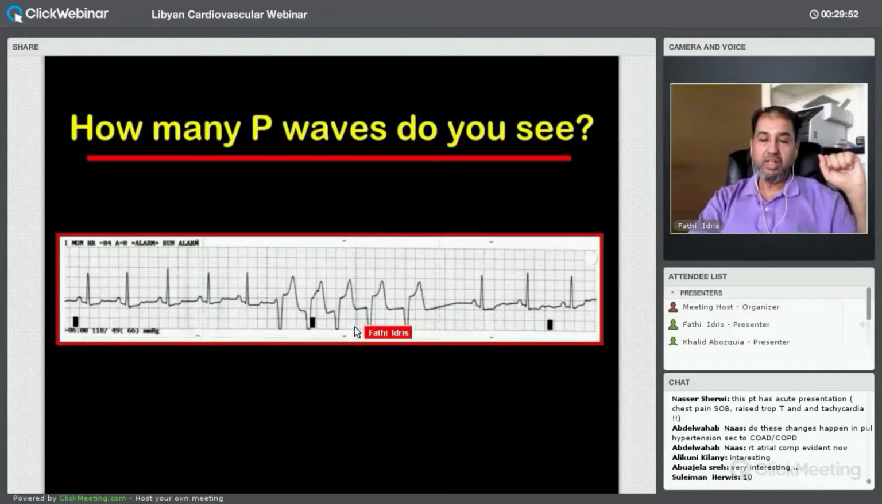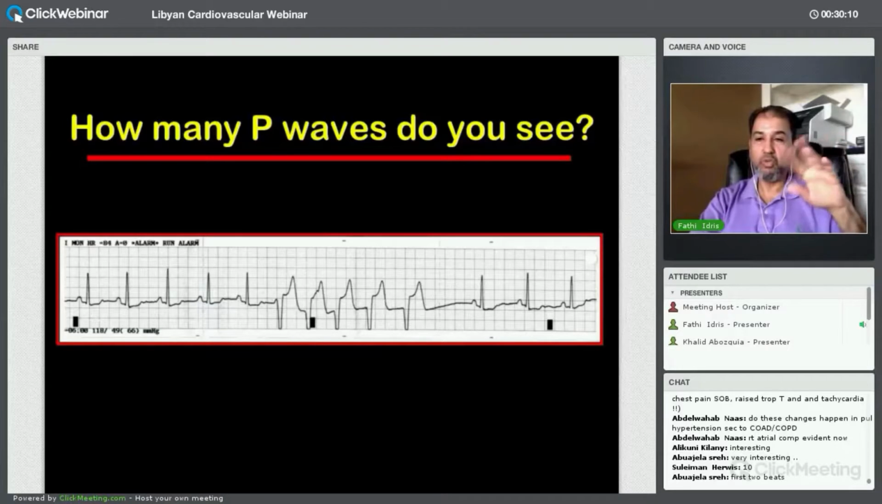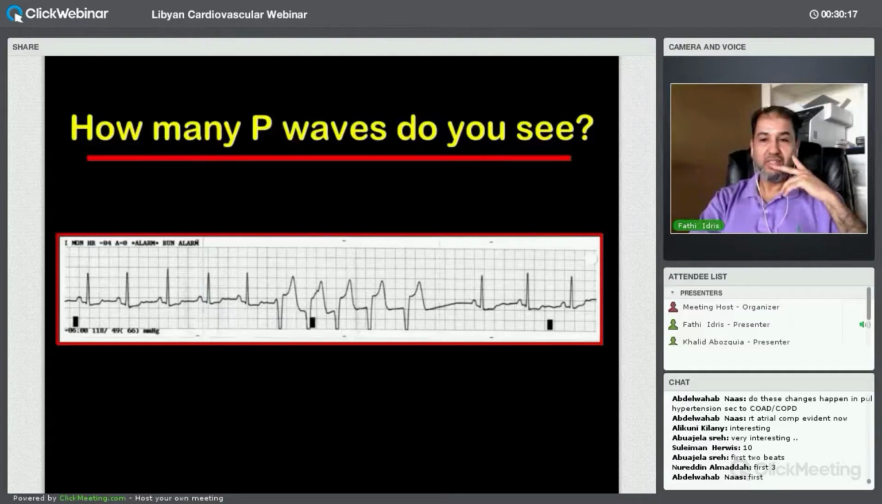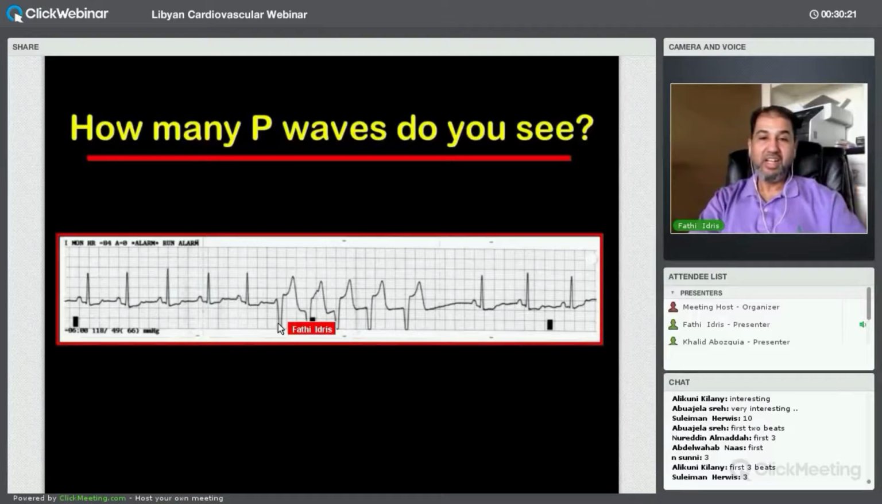So let's vote. Who thinks that the P wave is hidden in the first 3 beats or the last 2 beats? I don't have multiple choice, but just type in. Do you see the hidden P wave in the first 3 beats or the last 2 beats? Just type in either 3 or 2. First 3 beats, okay. All right, good.